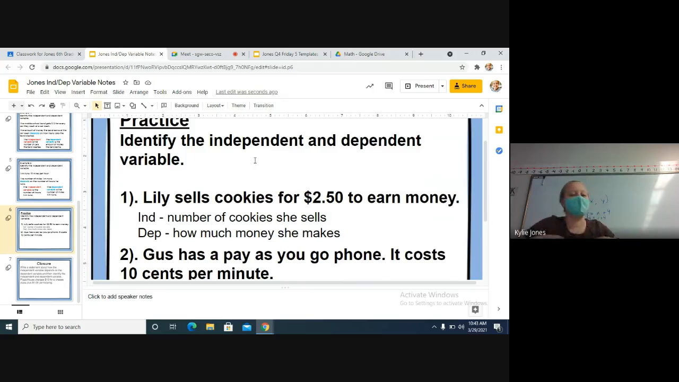So the independent variable, the number of cookies that she sells, she can't predict that, right? She could sell 0 cookies at the bake sale, or she could sell 150. But she can't really tell you for sure how much she's going to sell. So the independent variable is the number of cookies. It could be any number of cookies that she sells. But the amount of money that she makes depends on the cookies. So the dependent variable is the money part of things. Okay, about 30 more seconds, and then we will look at number 2.